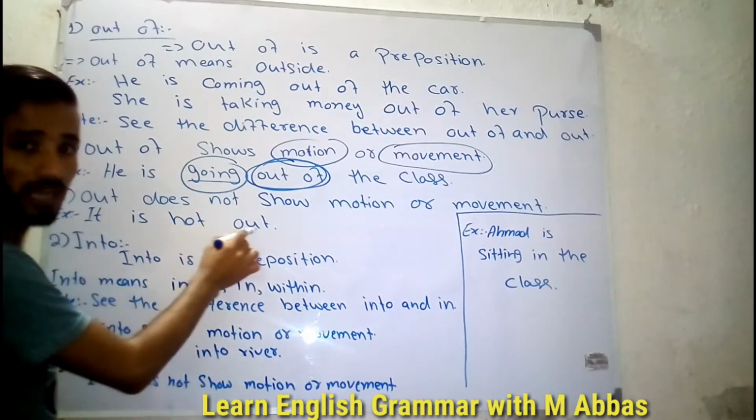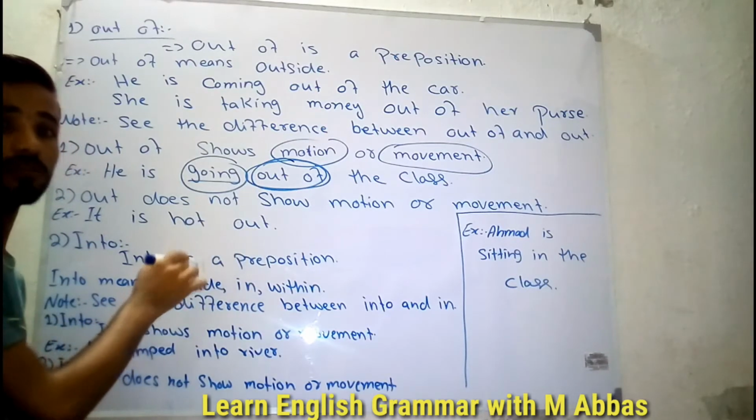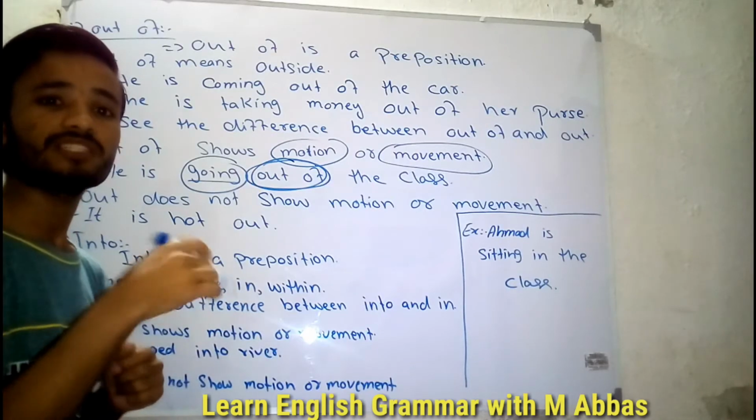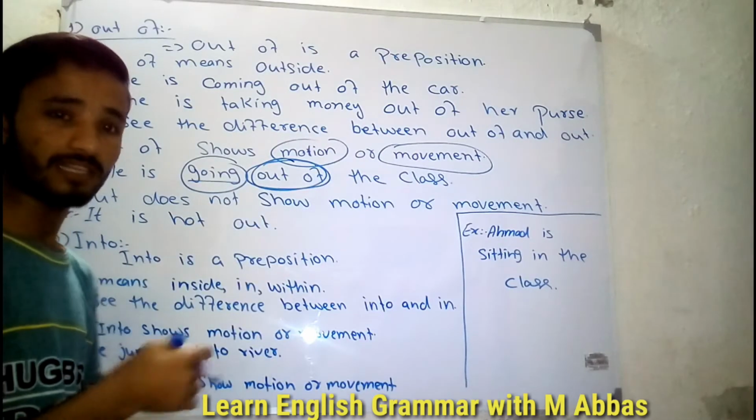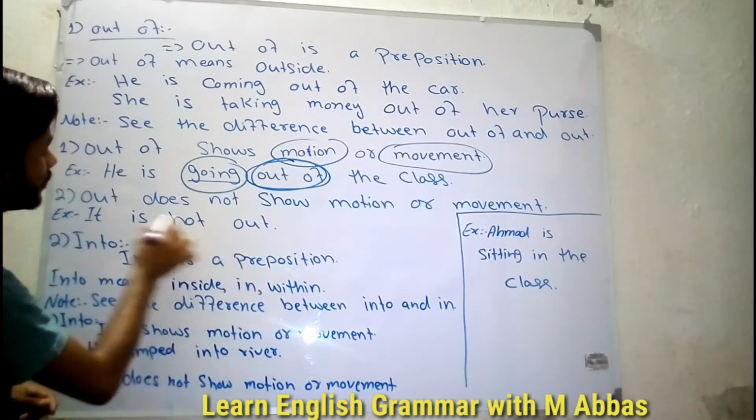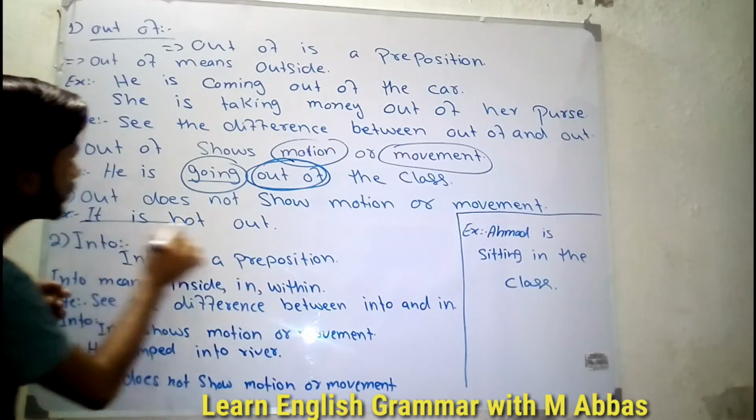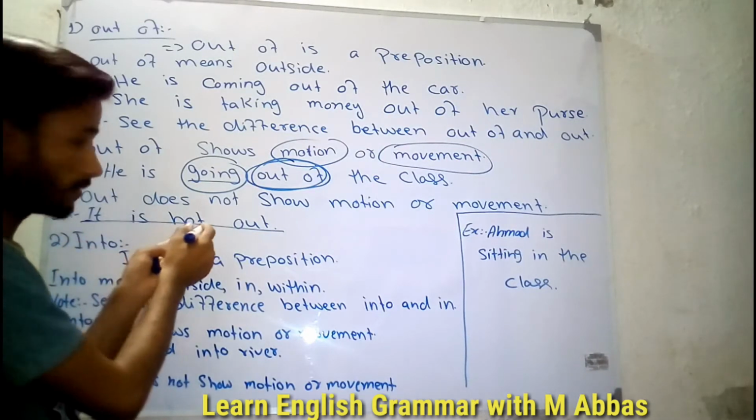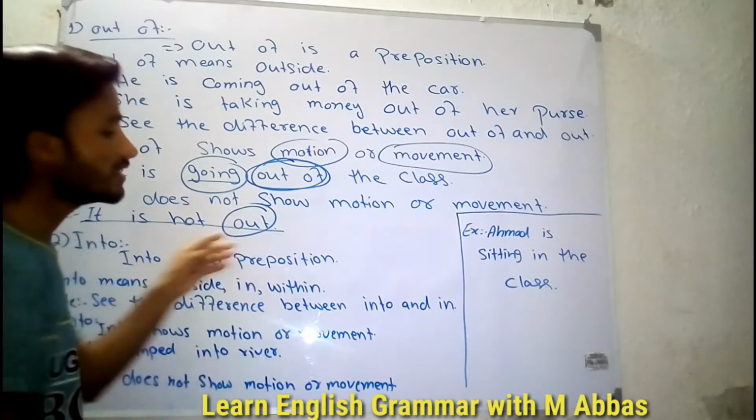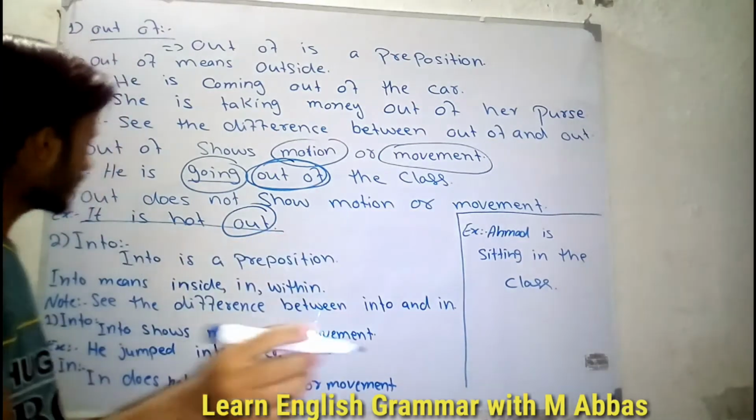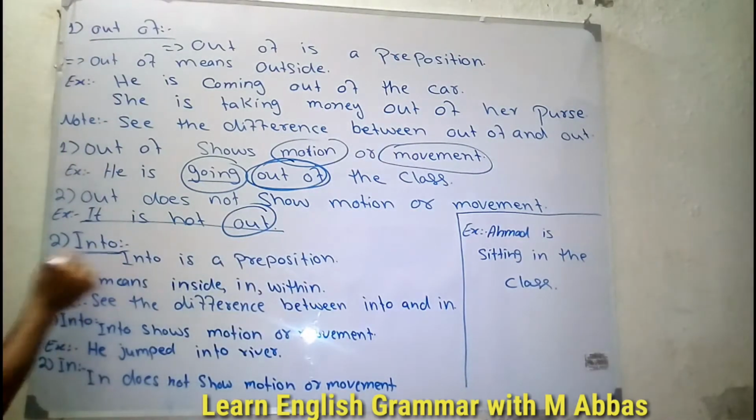See the example. It is hot out. Now what does this example mean? This example means that it is hot outside. It is hot, or the weather is hot outside. Is this clear? So here we do not have any kind of action, right? We cannot have any kind of verb here. So this out doesn't show any kind of motion or movement. Is this clear? Now see another preposition which is into.